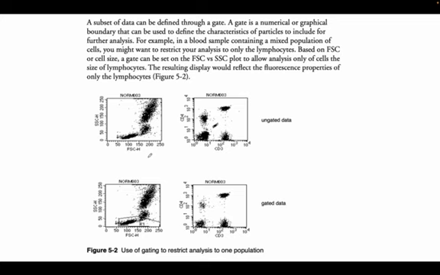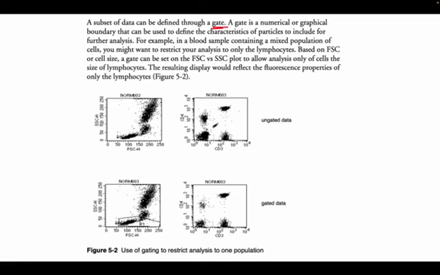Now that we have collected our data from flow cytometry, there are many different ways in which we can visualize this data. One concept that we should understand if we want to see a subset of our data is something called a gate. A gate is a numerical or graphical boundary that can be used to define the characteristics of particles to include for further analysis. Suppose this is the full population of cells present in our sample, but we're only interested in this population.